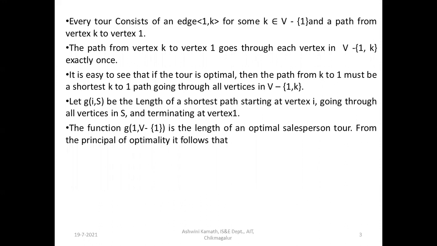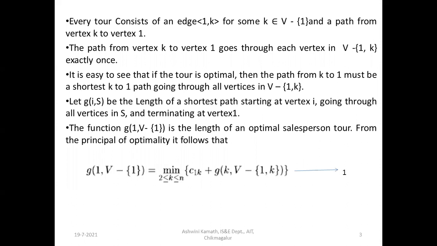From the principle of optimality, it follows that G of 1 comma V minus 1 is equal to the minimum over k greater than or equal to 2, less than or equal to n, of C1k plus G of k comma V minus 1 minus k. This is equation 1. We need two equations here, two recurrence relations.